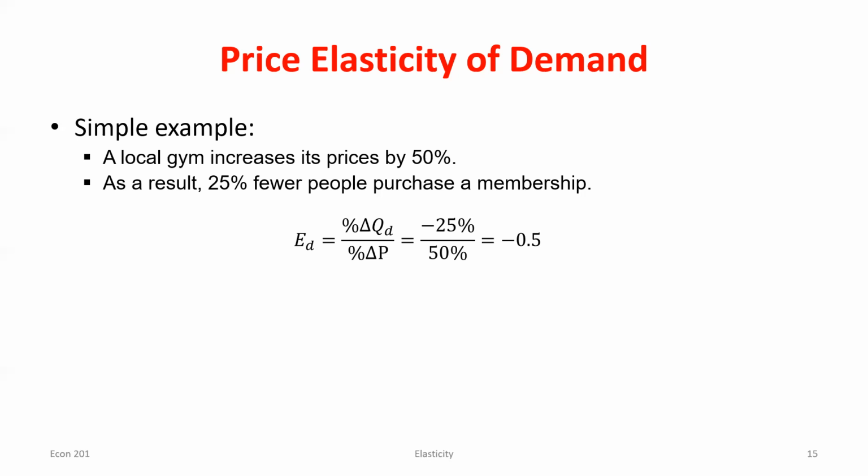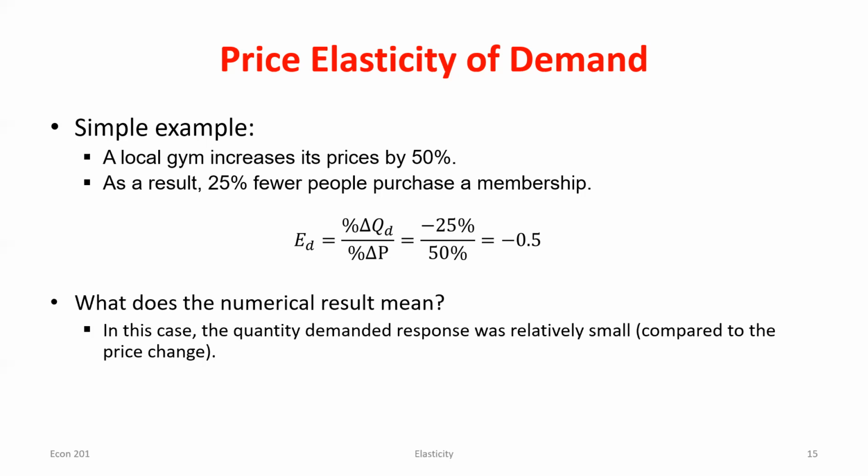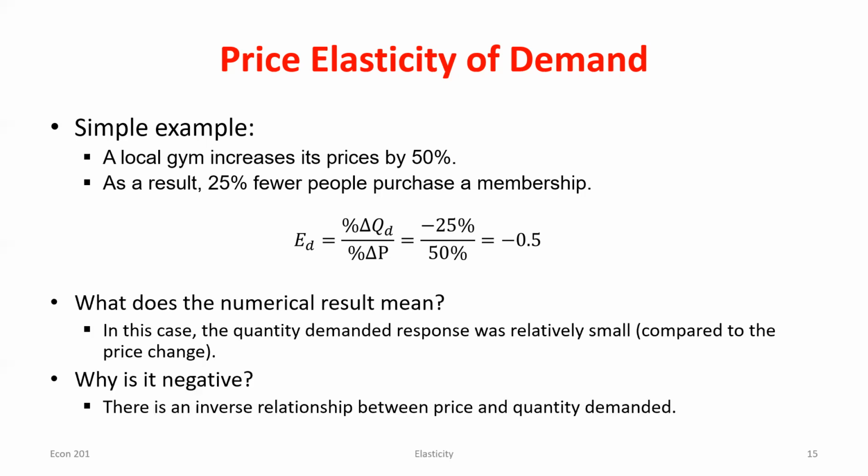In fact, what if instead of the price going up, let's say the gym lowered it by 50%. What should happen to quantity demanded there? Would we have a positive or negative value, right? So our price elasticity of demand should always have a negative value. It's always going to be negative. And that really just reflects that there's an inverse relationship between price and quantity.